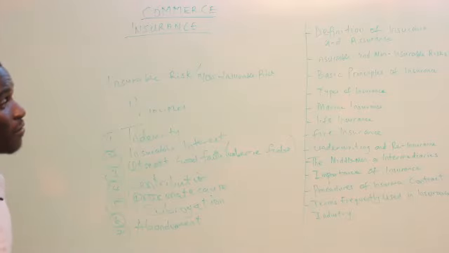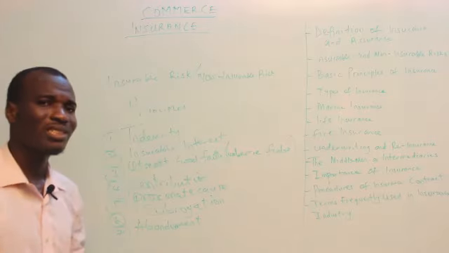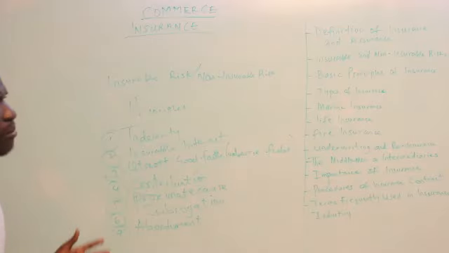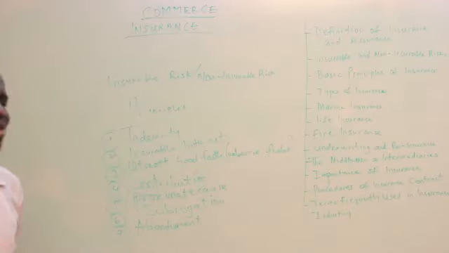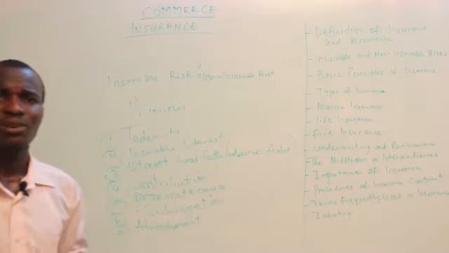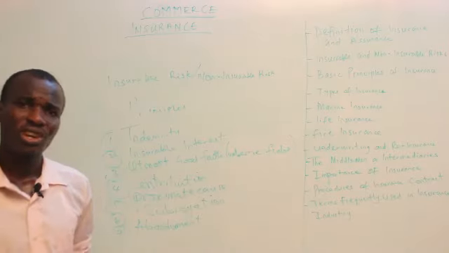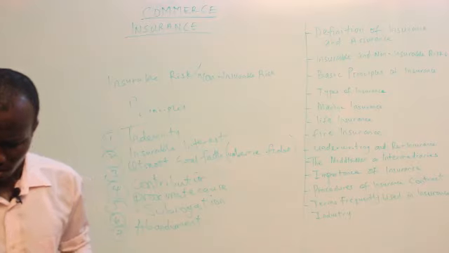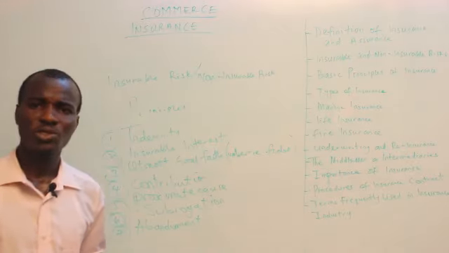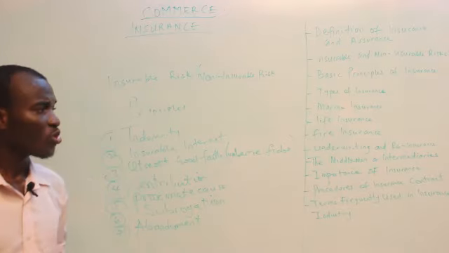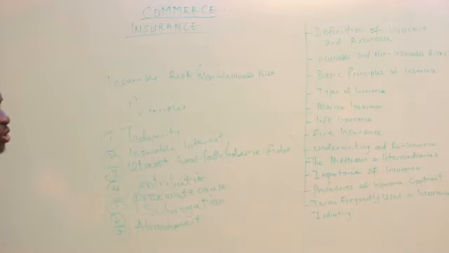Now the next thing we have is types of insurance. We have many types of insurance. We have marine insurance, life insurance or assurance, fire insurance, theft insurance, fidelity insurance, employees insurance, burglary insurance, a lot of them like that. So we are going to look at each of these types of insurance one after the other.